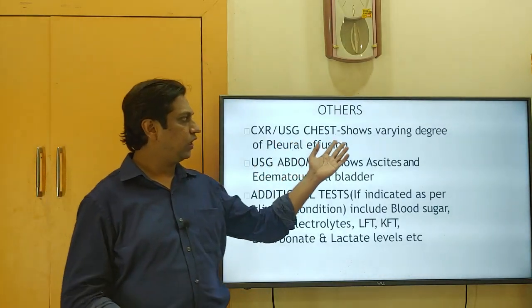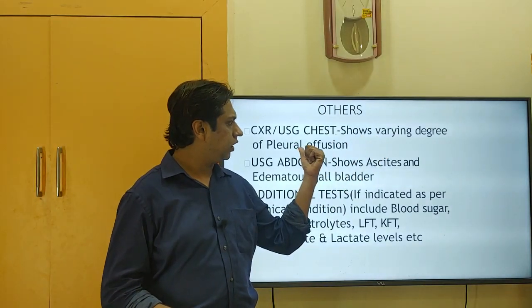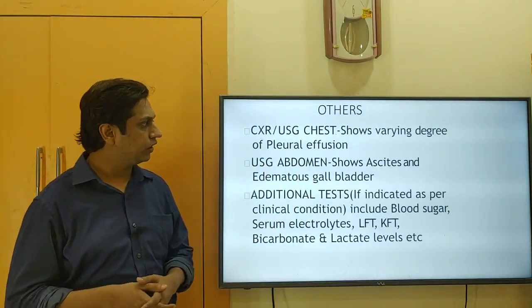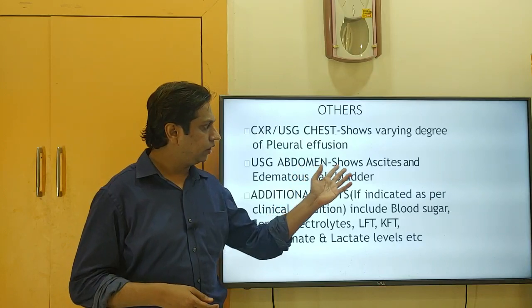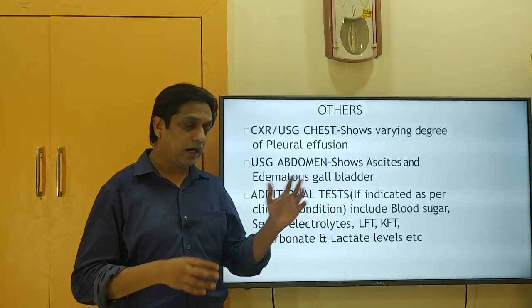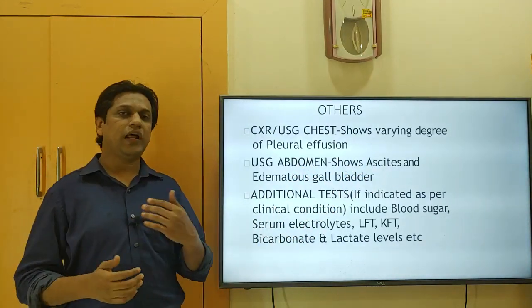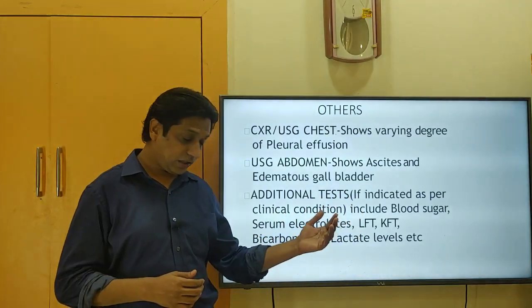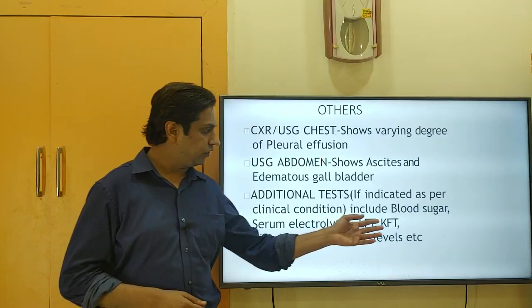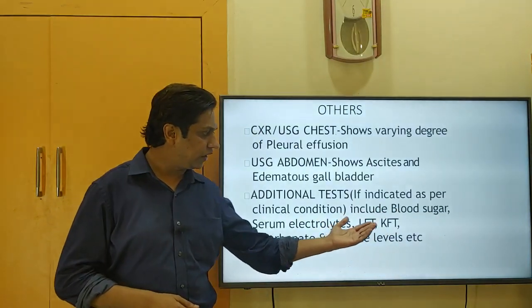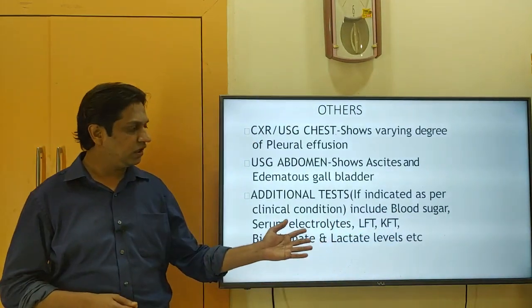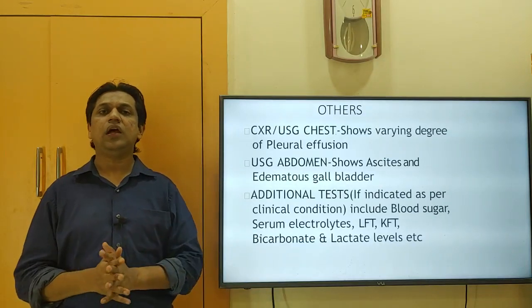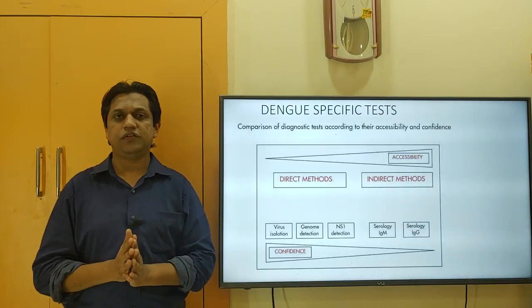Then other investigations like chest x-ray, ultrasound of the abdomen. So in the chest x-ray, signs of pleural effusion can be seen. In the ultrasound abdomen, we can check for the ascites or edematous gallbladder. In addition to that, for specific chronic conditions like diabetes or other chronic ill health, specific tests like blood sugar, serum electrolytes, liver function test, kidney function test and bicarbonate and lactates can be done. Okay, so these are the general investigations.